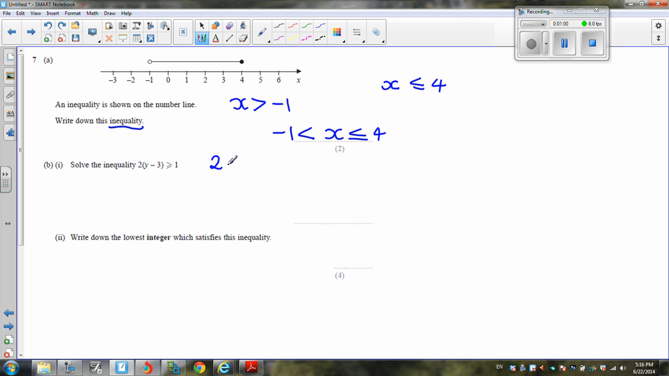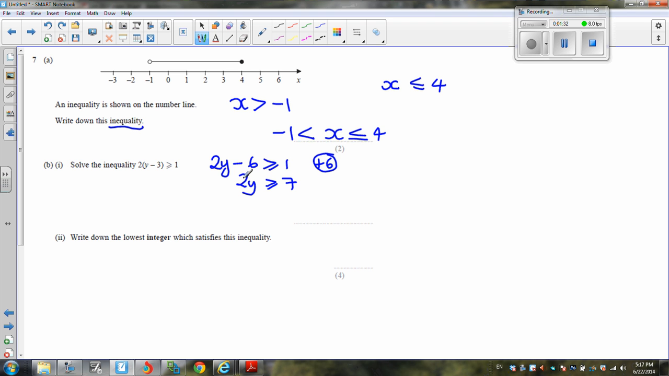So let's just start. First thing I'm going to do is remove the brackets from the left-hand side. So I get 2y minus 6 is greater than or equal to 1. Now, in the same way as if I was solving an equation, I want to get y on its own. So first of all, I'm going to add 6 to both sides. Now, if I add 6 to the left-hand side here, then I'm left with 2y, because 2y minus 6, add 6, the 6's cancel. On the right-hand side, if I add 6 on the right, I get 7.